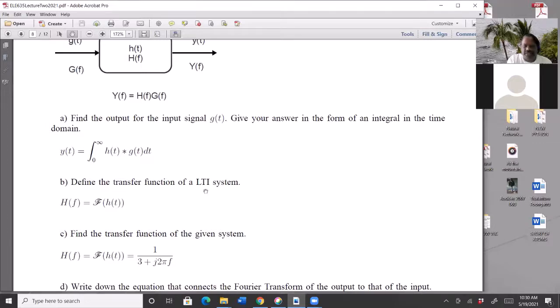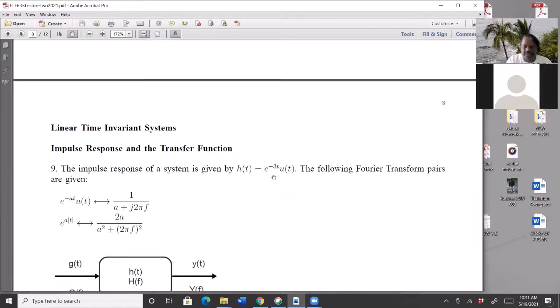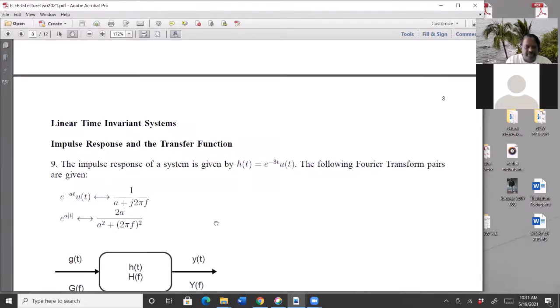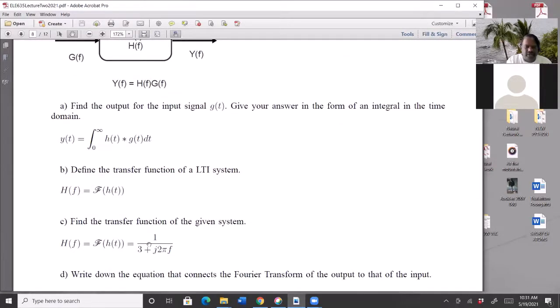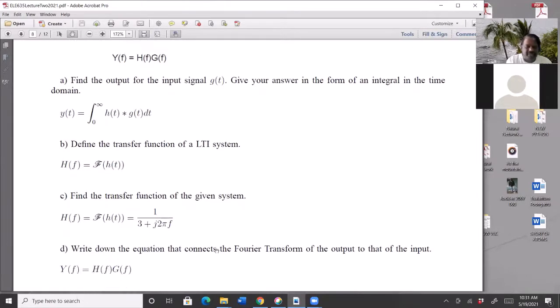Define the transfer function of an LTI system. Yes, that you know: the transfer function is the Fourier transform of the impulse response. Find the transfer function of the given system. h of t is given as this function, so the transfer function is the Fourier transform of this, which is right here. You have to plug in a equals 3. If I put a equals 3, I get 1 over 3 plus j2 pi f. These are like baby questions. I'm just reviewing.